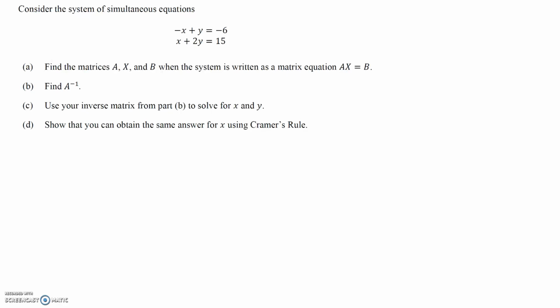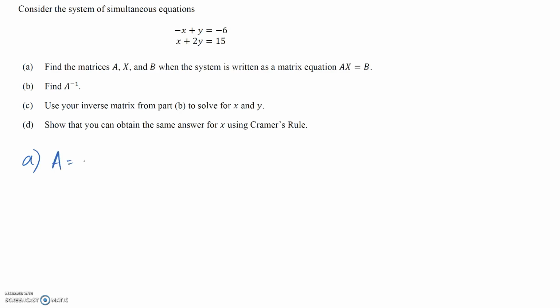So this question is asking us to consider the system of simultaneous equations that's provided here. It's going to step us through basically how to solve it using a matrix method and then using Cramer's rule at the end. So part A here is to write the system as the matrices A, X and B so that we can use the matrix equation essentially to solve it in a moment. So let's go through and do that.